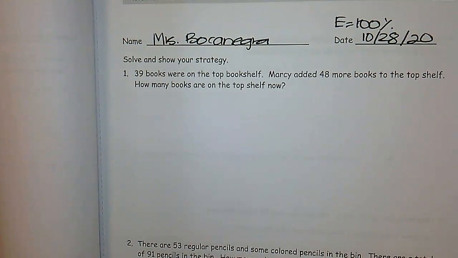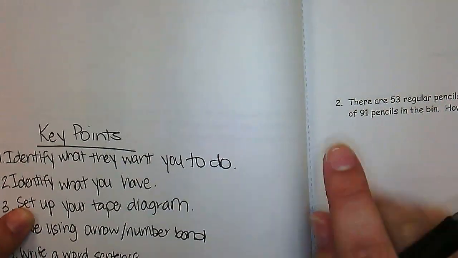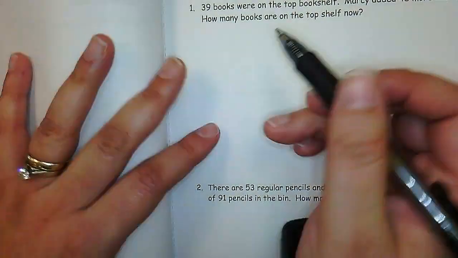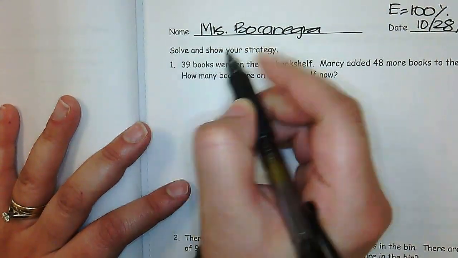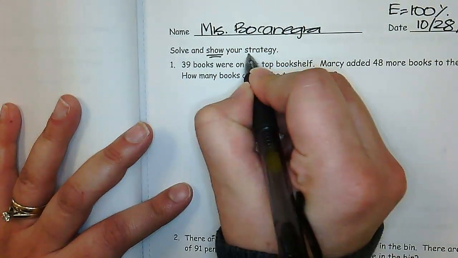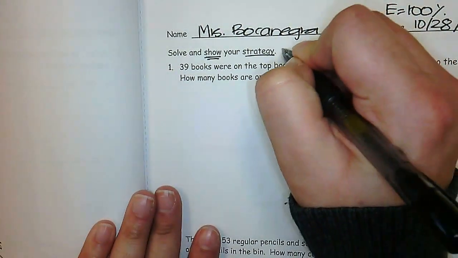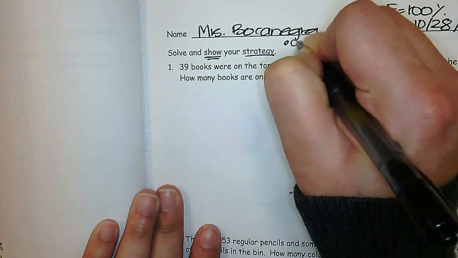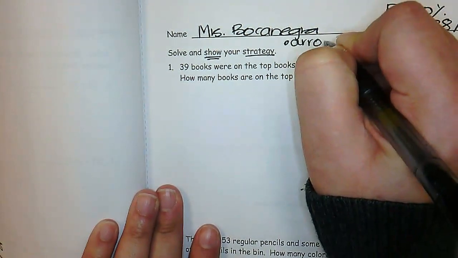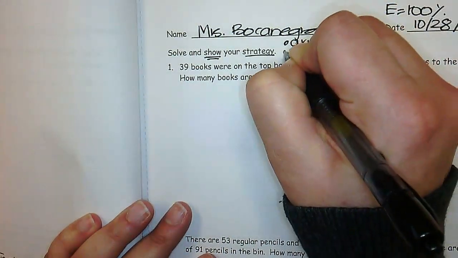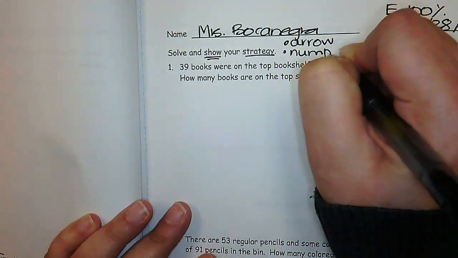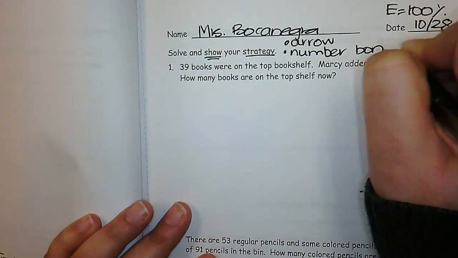Now, today, what I do, you do. So key point number 1, it says, identify what they want you to do. But Ms. Bocanegra skipped the first step, that is always read the instructions. Solve and show your strategy. And the strategy that I want you to do is either the arrow way or the number bond. Those are the only ones that I want you to use.